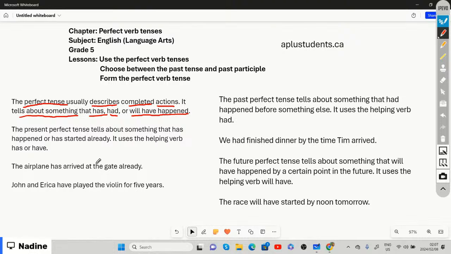All right. So the present perfect tense tells us about something that has happened or has started already, and it uses the helping verb has or have. And before we continue, when it comes to tenses, your tenses will tell you whether it is in the present, in the past, or in the future. If we say verb tenses, it means the action takes place either in the past, in the present, or in the future.